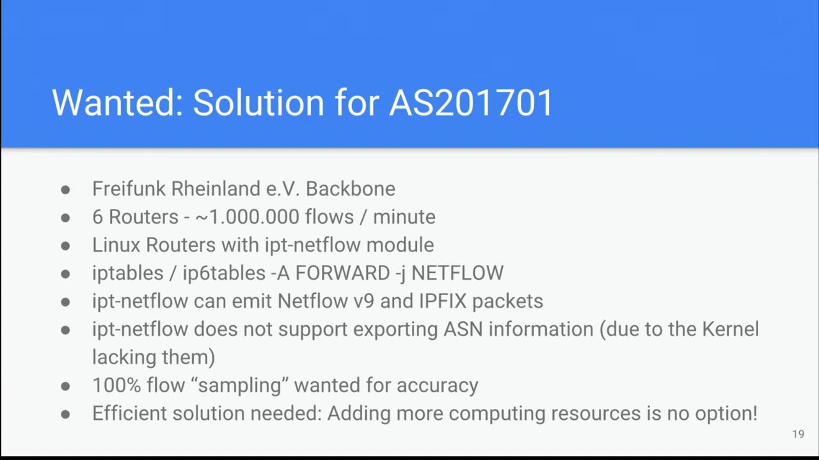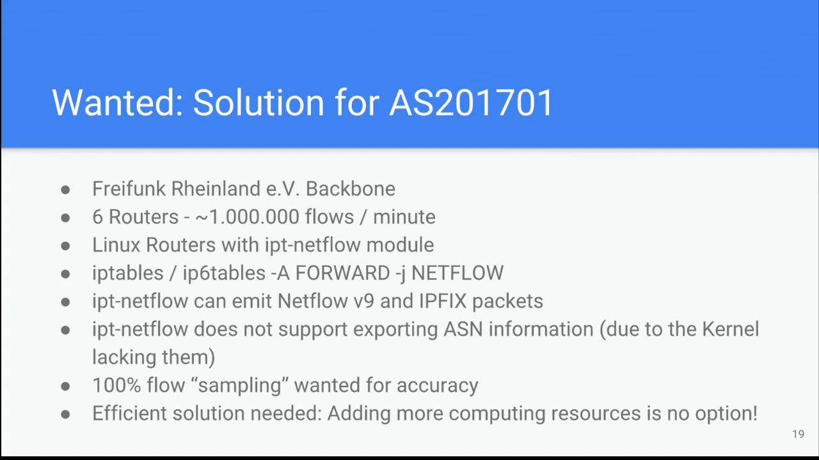The Linux kernel is not keeping track of ASN information, so there's no information about autonomous systems. You don't know from which ASN the data came or to which ASN it went; it's not there. So IPT Netflow cannot export this information as it's not present in the kernel. I somehow had to augment that later on, and I was trying to find a solution that allows me to do this, and there was simply none.